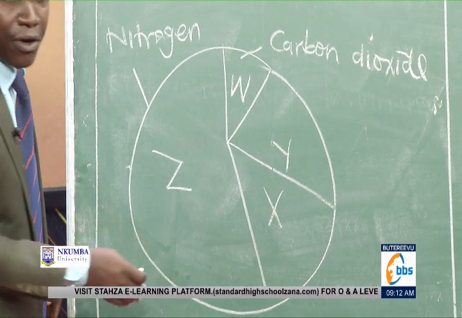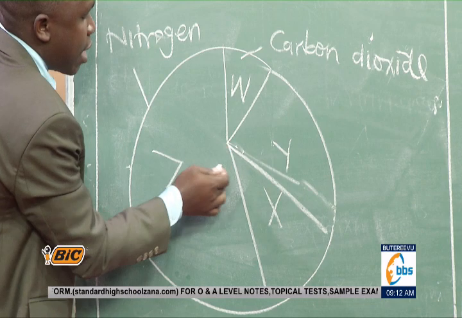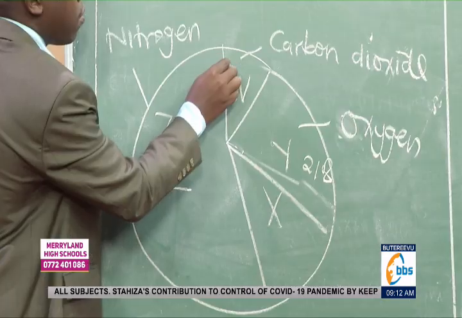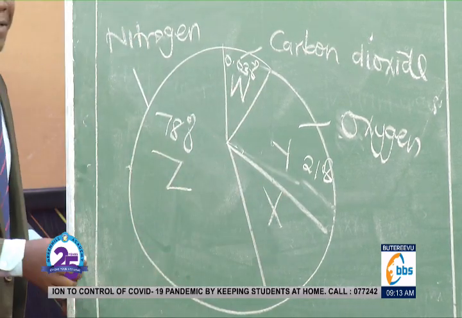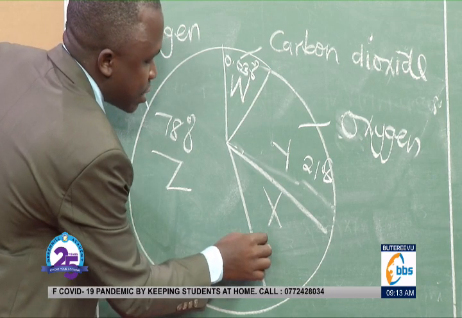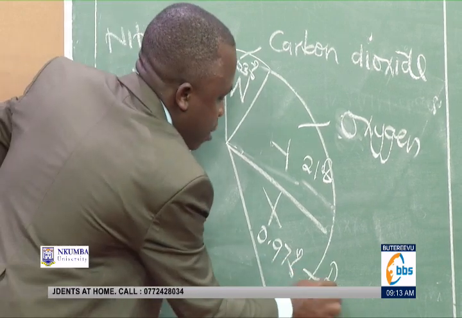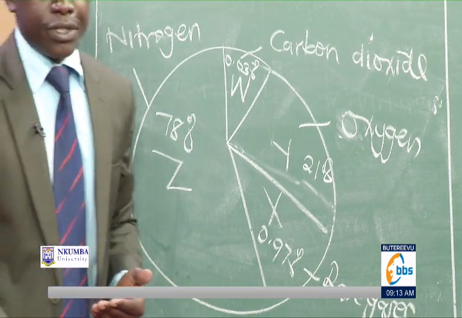And we have Y. According to that illustration, you realize that Y is at least bigger than X. So Y is oxygen, which is 21%. W was 0.03%. And we have X, which is the third largest, which is 0.97%. And here we have the rare gases. Now, let's look at these questions.